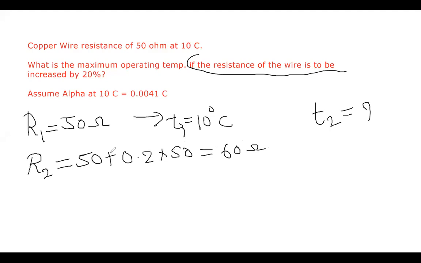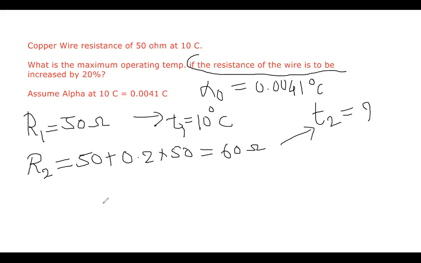Are you getting my point? The resistance of the copper wire at 10 degree centigrade is 50 ohms. That we identify as R1. It is given that you have to identify at which temperature the resistance becomes 20 percentage more than the original resistance of the wire. So R2 is identified over here as 60 ohm. We have to identify the T2 component. The alpha 0 component is given over here, it is 0.0041 per degree centigrade.